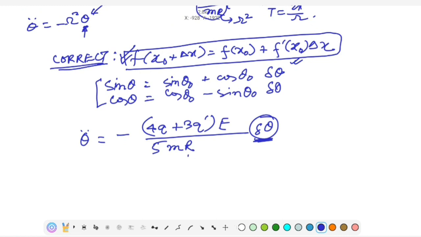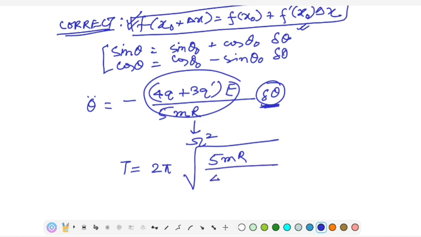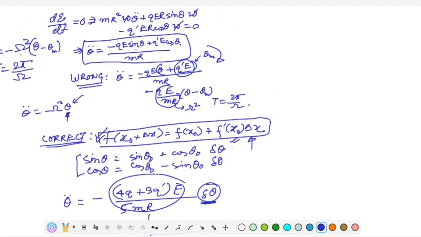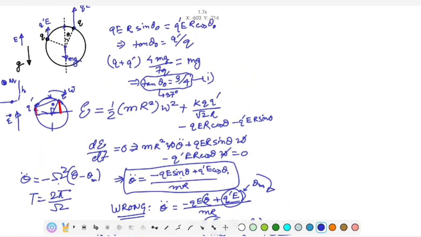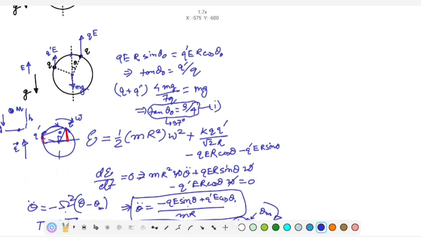So now we can say that this whole term is omega square. As this whole term is omega square, our final answer will be time period equal to 2 pi divided by omega, so 2 pi into root over 5 mr divided by 4q plus 3q dash into e. So this is the answer to this question. And the major takeaway is to use this formula and not directly write sin theta equal to theta. It is not always equal to theta, and not in this case, because theta is not small in this case. So this was the major takeaway.